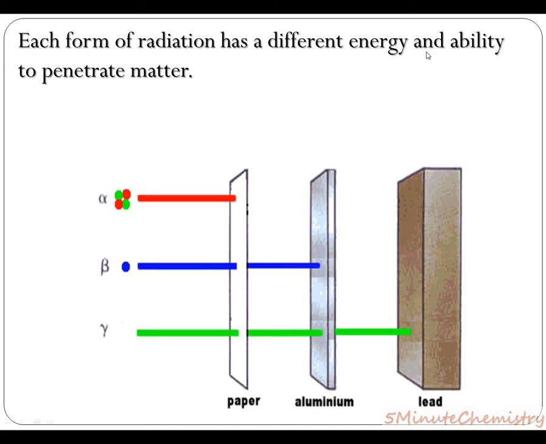So we just need to be aware that different forms have different energies and different abilities to penetrate matter. The energy and penetration ability are going to be related directly to each other. Highest energy, highest penetration ability. The beta particle is in the middle in terms of energy and penetration ability, and the alpha particle is lowest energy, lowest penetration ability.